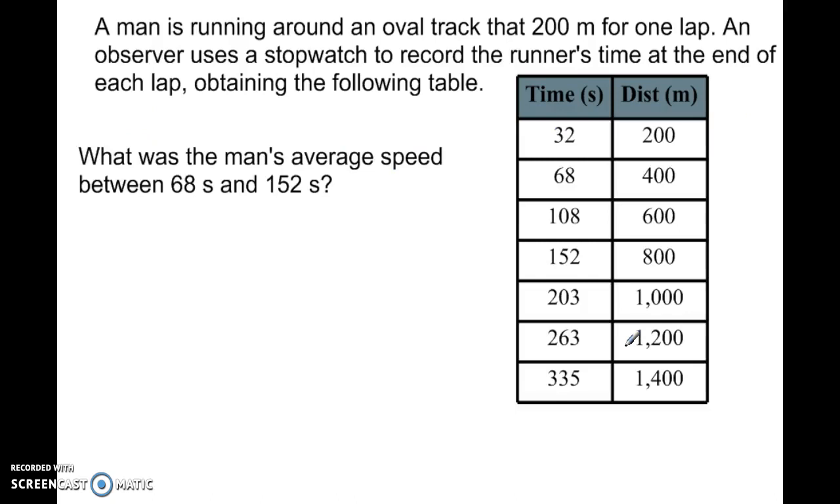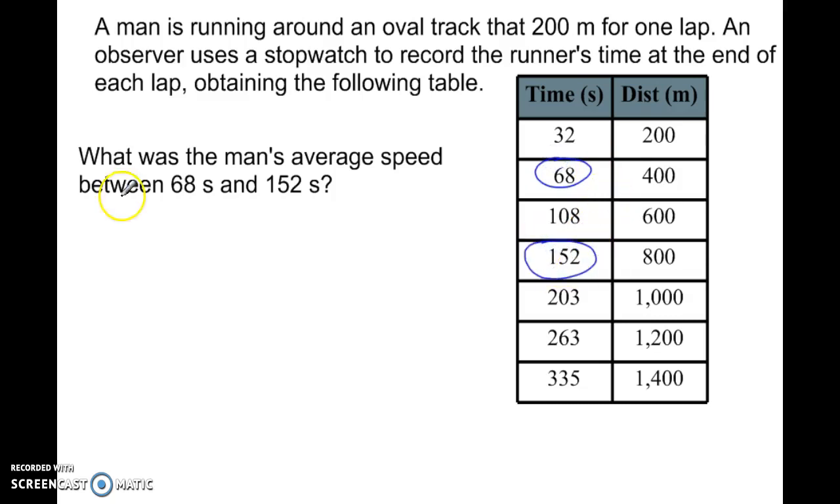So the last example I want to talk about is more real world. A man is running around an oval track that is 200 meters for one lap. The observer uses a stopwatch to record the runner's time at the end of each lap, obtaining the following table. What was the man's average speed between 68 and 152? So 68 and 152 here.